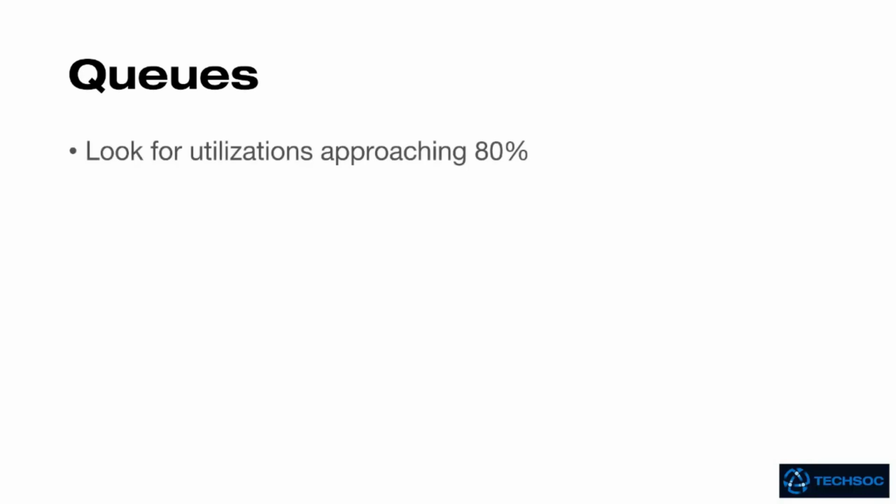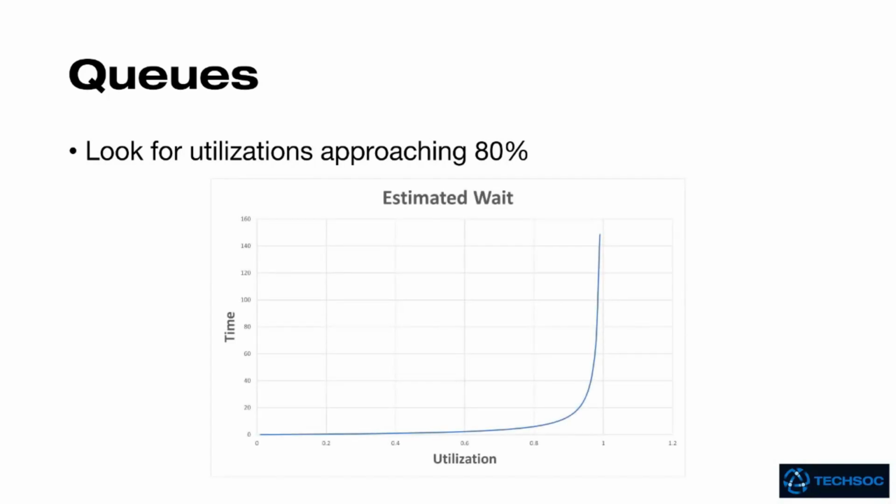First, we'll look at queues. One of the best ways to analyze a queue is to look for utilizations that are approaching 80%. And this is the reason. The closer you get to 100% utilization, the more the estimated wait time increases. The estimated wait for each customer goes up. However, when you get closer to 90 or 95%, you see a very sharp increase.